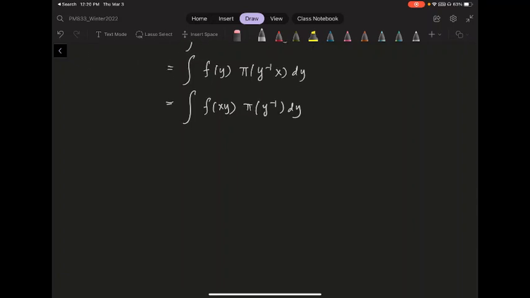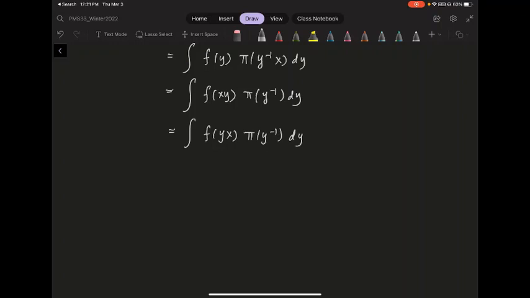And now because your f is a central function, you can just move the f to the y-axis with f(y), the y-axis to the xy to the y-axis. So this is the integral of f(y) pi of the y inverse dy, okay? So basically now we do the same trick. You try to right translate your y by the x inverse. You multiply x inverse on the right hand side.